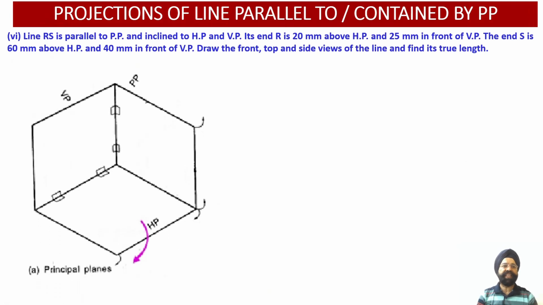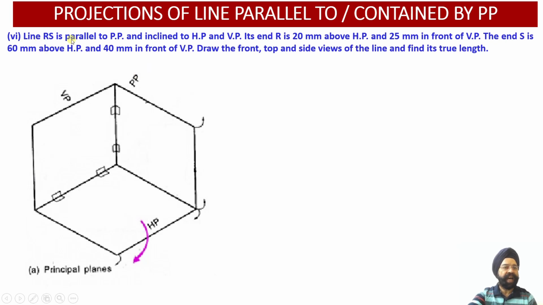Now the next case, number 6, is regarding the line which is parallel to or contained by the profile plane. So we have picked up a case where the line is contained by the profile plane. This is my horizontal plane, this is my vertical plane, and I have drawn a profile plane over here. Now how do I locate the coordinates of my points R and S? They have been provided in the statement. So let us read out the statement.